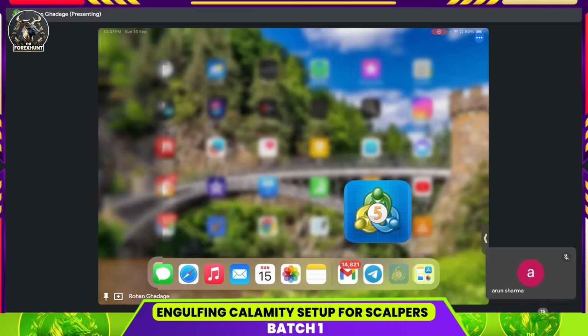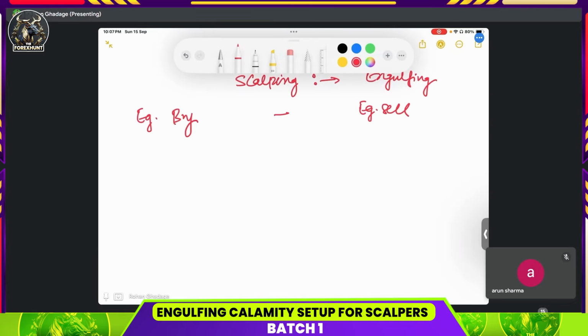Okay. So what are the time frames we will use in this particular setup? The most important and the favorite one is weekly engulfing. Weekly engulfing, daily time frame, H4 time frame, H1 time frame, M30. Sorry, remove this H1 from here. M30 time frame and M15 plus M5.